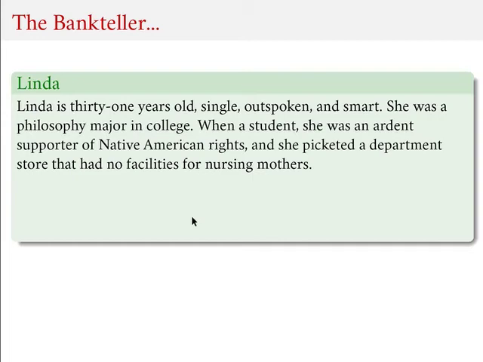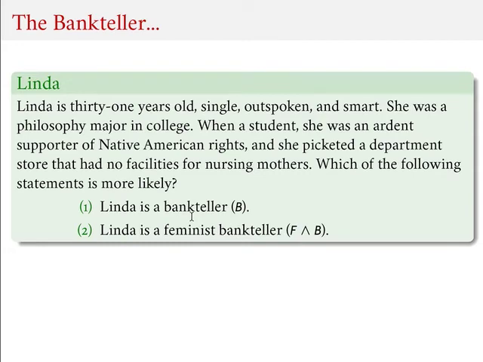Now, let me ask you the following question about probabilities. Which of the following statements is more likely? 1, Linda now is a bank teller, and 2, Linda is a feminist bank teller. So if we were to translate this into our formal language, 1 would simply be the sentence B, which stands for Linda is a bank teller, and 2 would be the sentence F and B, which is that Linda is a feminist and a bank teller. So given this setup about what we know about Linda and what she did when she was in college, is it more likely that she's a bank teller or that she's a feminist bank teller? So take a moment to answer that question for yourself.